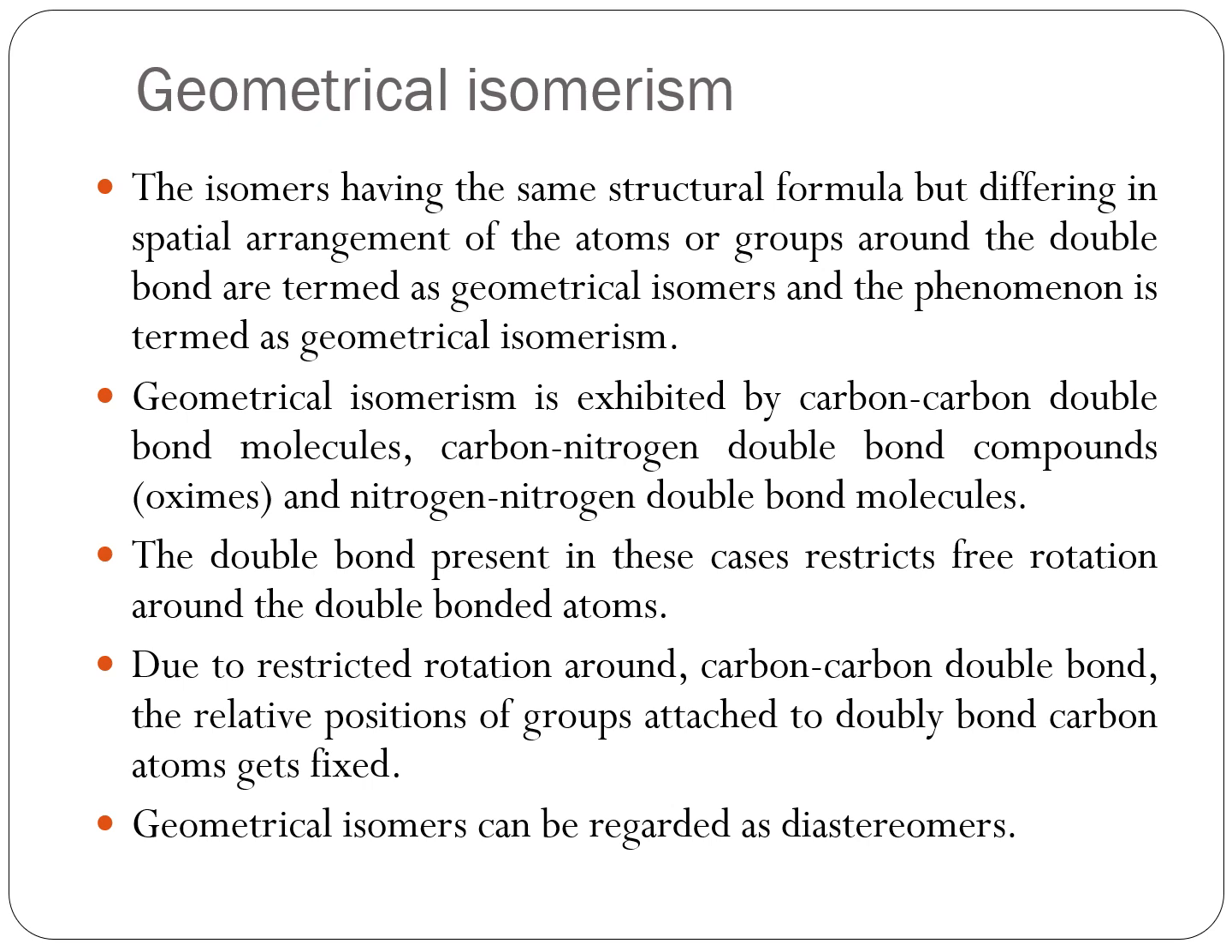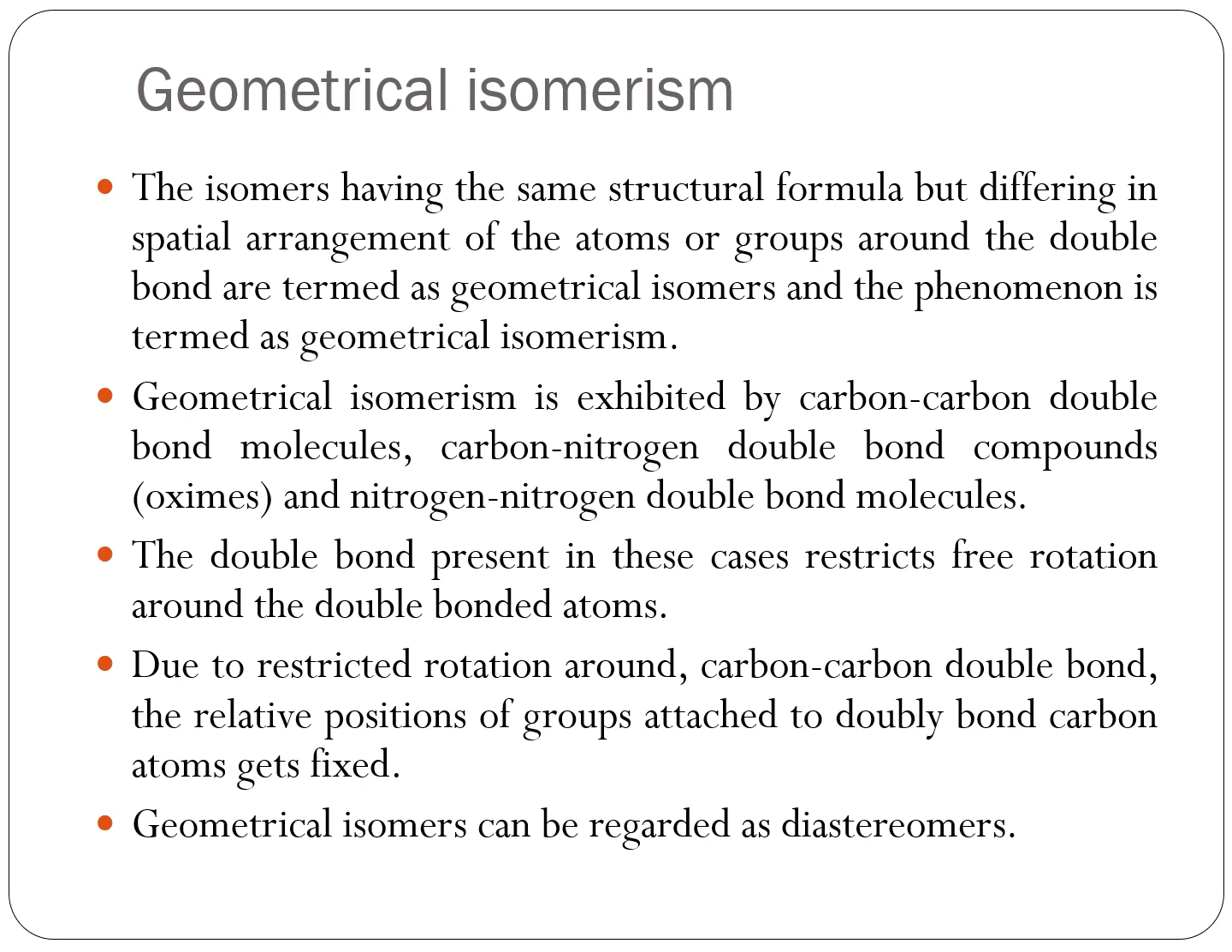The double bond present in these cases restricts free rotation around the double bonded atoms. Usually a single bond has free rotation. That's why they produce rotational isomers. A double bond is stronger than a single bond. It is tightly bound, the double bond. That's why there is some restriction on rotation around the double bond.